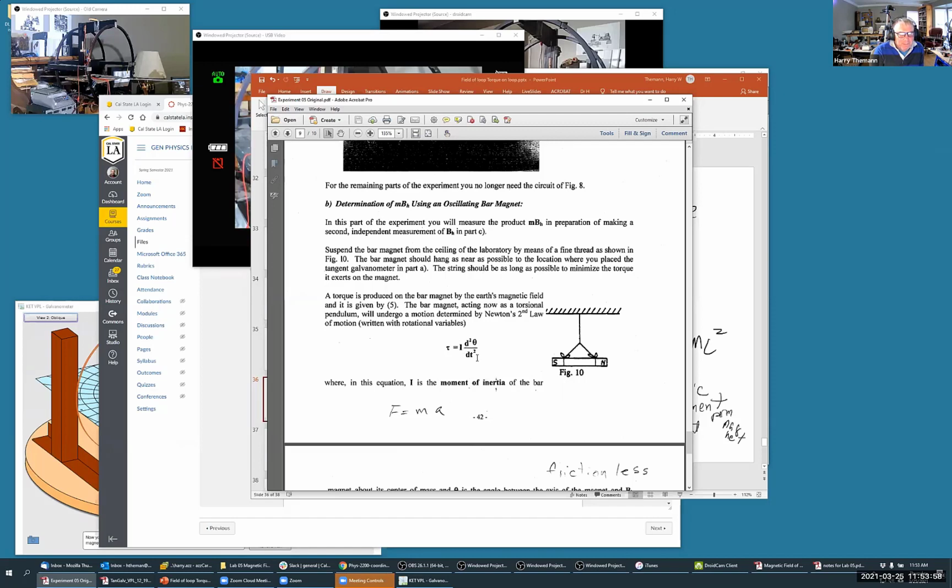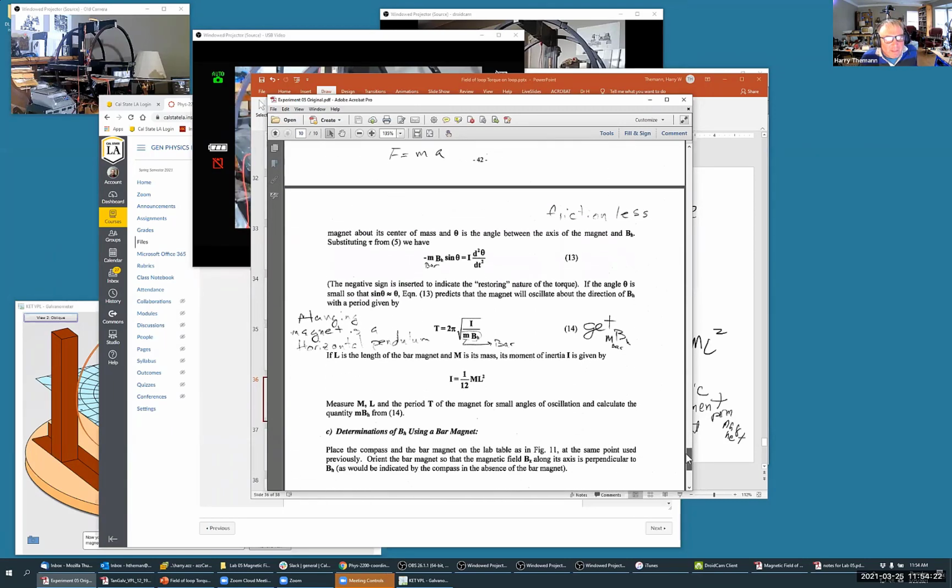The restoring force is also equal to mu times A. Here we go. So this is the magnetic moment of the bar. So this little m substitutes for mu. And just as we just discussed, that's the restoring force. And it can also be equal to I.